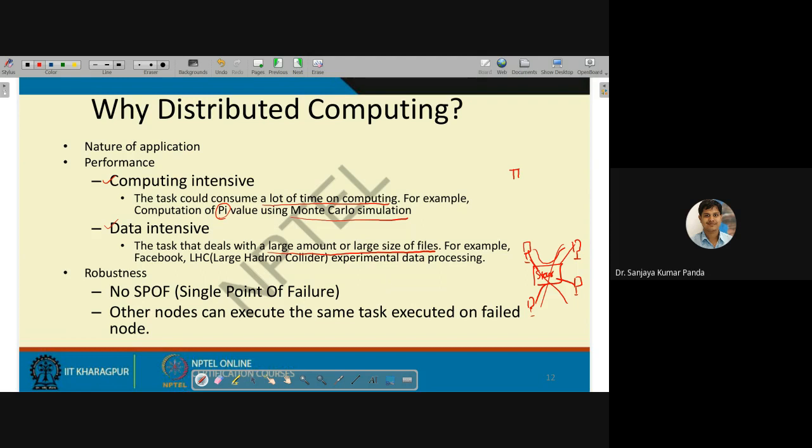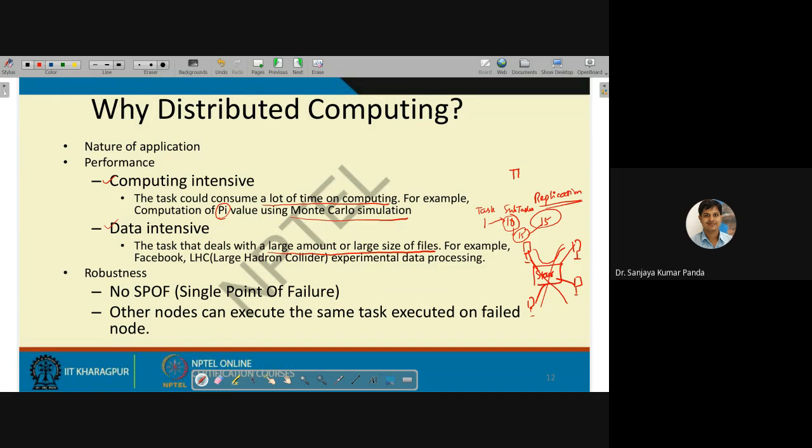So when we are talking about distributed systems, you have to assure that there is no single point of failure. If a particular unit fails, the entire system should not collapse, so other nodes can execute the same task executed on the failed node. That's why there is a concept called replication. Replication says that when you assign a particular work, there is not only one computer system. Suppose you have divided one task into 10 different subtasks, but you see that there are 15 different computer systems. You can duplicate any 5 tasks which you think are more sensitive, make the 10 tasks into 15 tasks, and give them to 15 different computer systems.